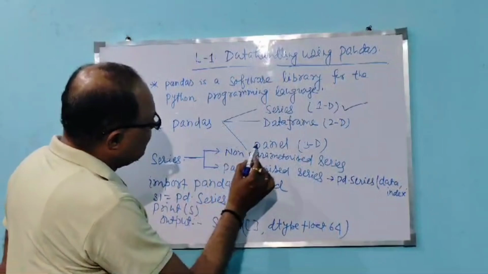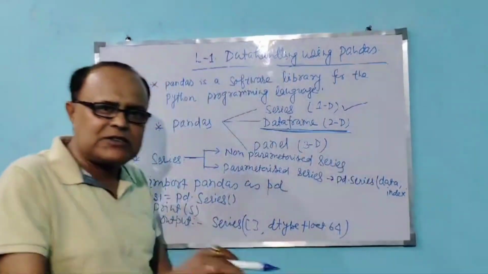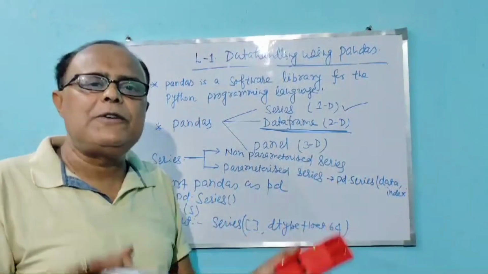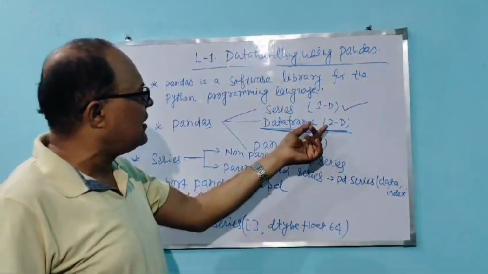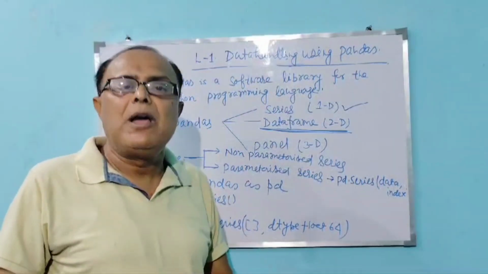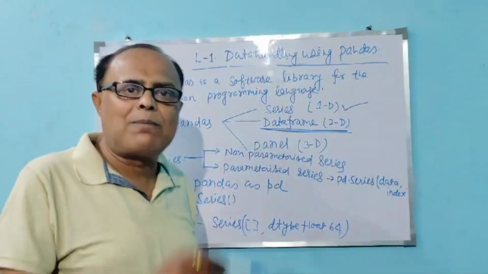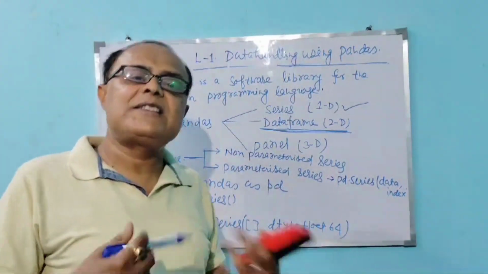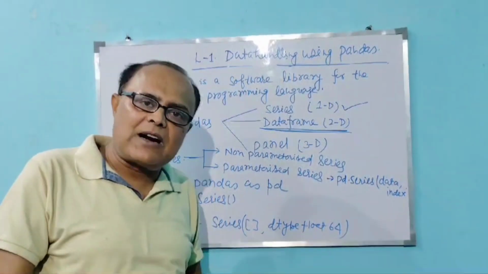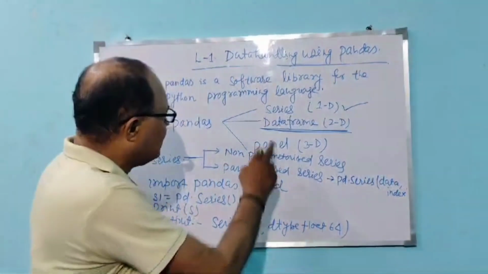The other part is the data frame. Data is organized in 2D form. What is 2D data? 2D data is in matrix form. 2D data means, suppose you have done a graph with x-axis and y-axis. You can also say data is arranged in the form of rows and columns. Okay, clear to all of you?